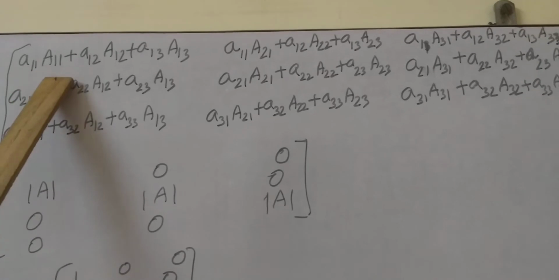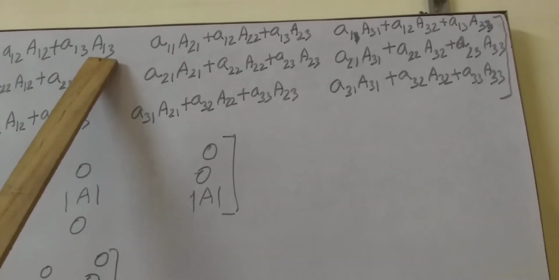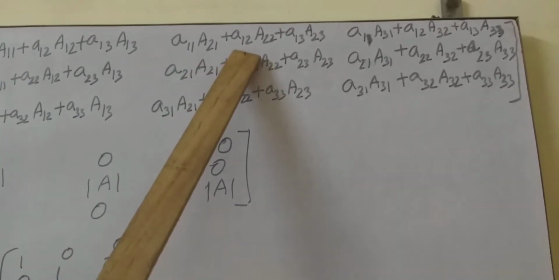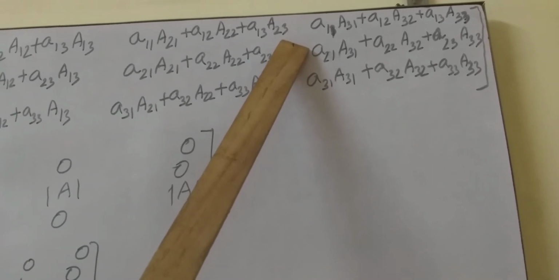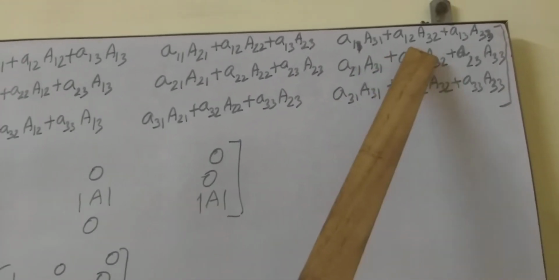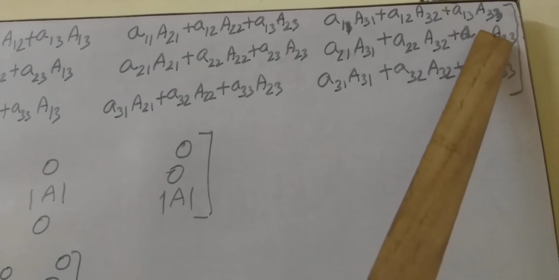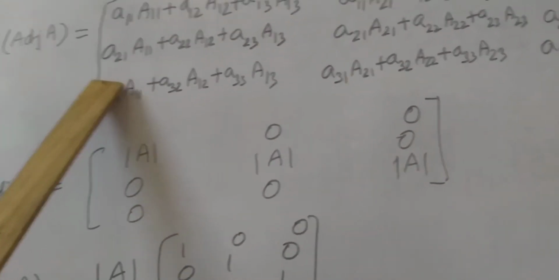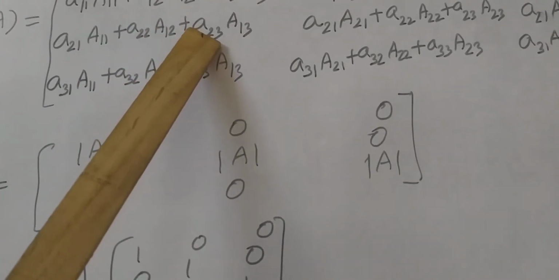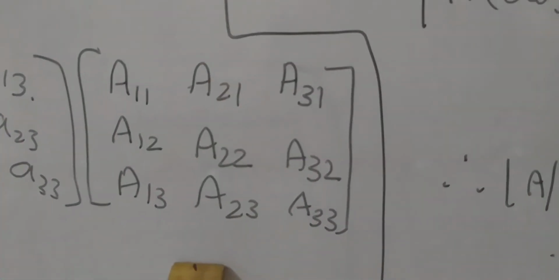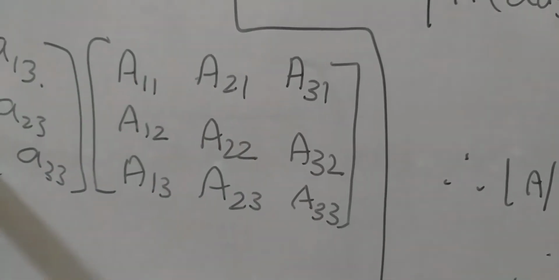Correct. A11, A11, A12, A12 plus A13, A13, A11, A21 plus A12, A22 plus A13, A23, A11, A31 plus A12, A32 plus A13, A33. Now here students, second row multiplied by first column: A21, A11 plus A22, A12 plus A23, A13. Then second row, second column: A21, A21 plus A22, A22 plus A23, A23.